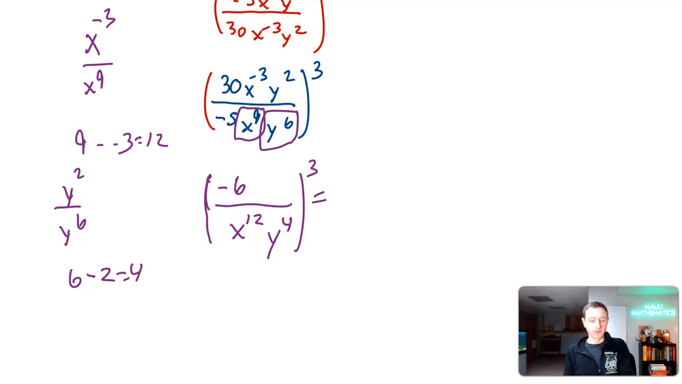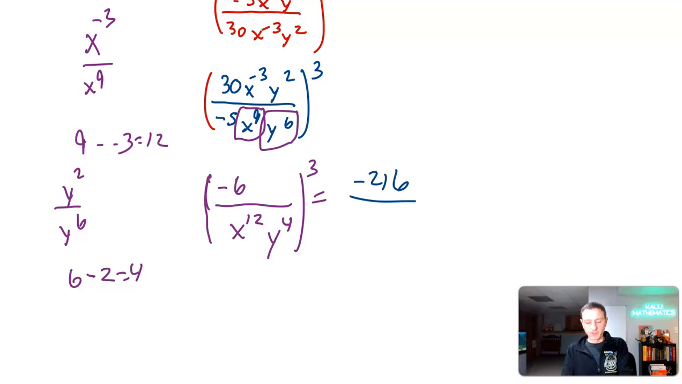Now I have negative 6 over x to the 12th, y to the 4th, all being raised to the 3rd. I have to raise everything now to the 3rd, so this is going to be negative 6 to the 3rd, which I'll just do. And since it's negative, we really don't have to think too hard about the sign, because we're going to get negative either way. But if it was raised to the second power, if it was an even power, 2, 4, anything even, then we'd have to make that sign positive. But since it's negative and it's odd, I'm not going to worry about it.